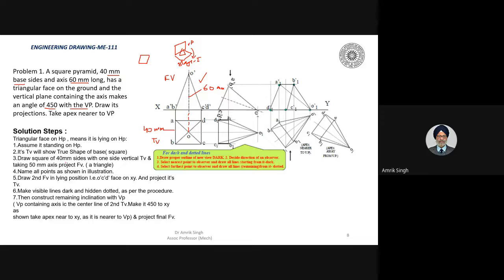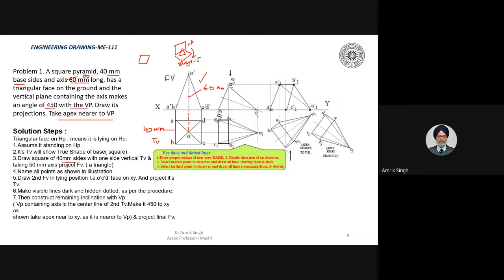So draw the square of 40 millimeter side, ये 40 millimeter side की, with one side vertical to top view and taking 50 mm axis projected like this. So it is 50 mm दिया हुआ है, इसको भी 50 mm. So you join all this, so it is there. So now it says that draw its projection, take the apex near to VP. So what we do, it says that it is lying 45 degree with VP.